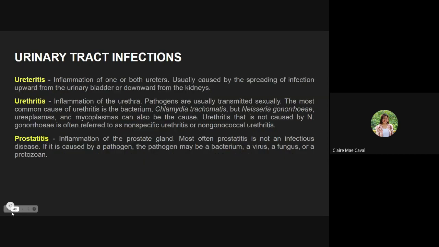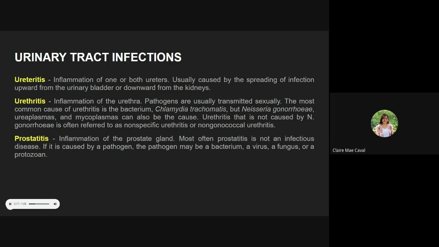Next is ureteritis. It's the inflammation of one or both ureters, either caused by the spreading of infection upward from the urinary bladder or downward from the kidneys. And then you have urethritis. It's the inflammation of the urethra.